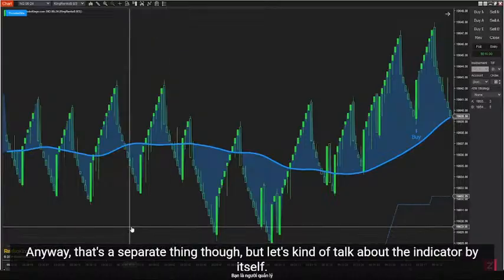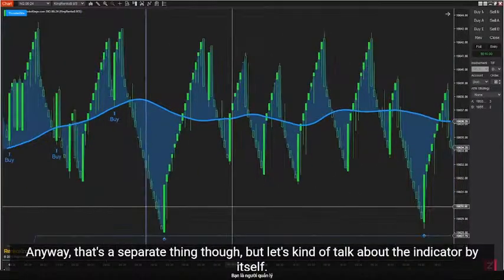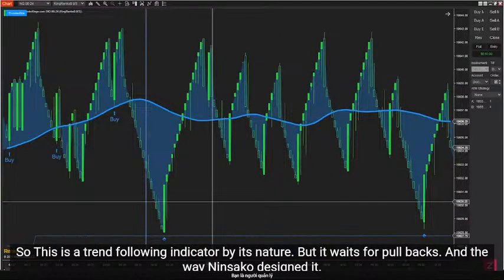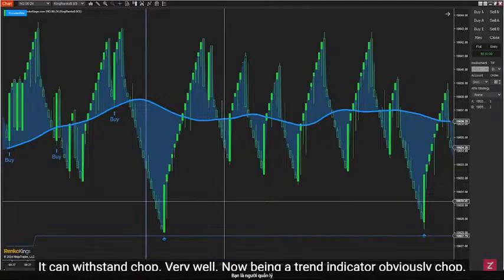But let's talk about the indicator by itself. This is a trend following indicator by its nature, but it waits for pullbacks. And the way Ninjaco designed it, it can withstand chop very well. Now, being a trend indicator, obviously chop is its enemy, right?